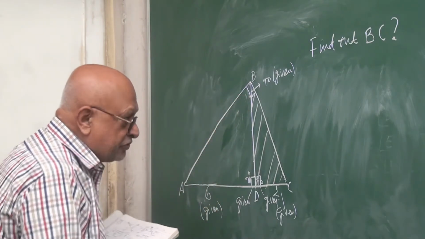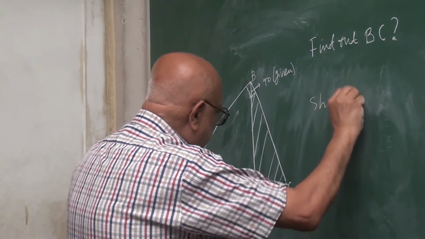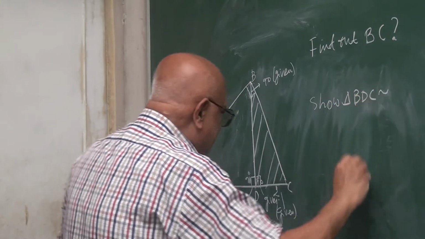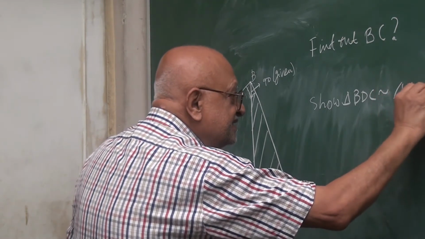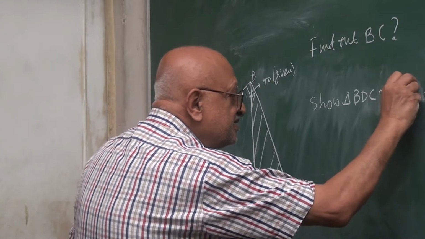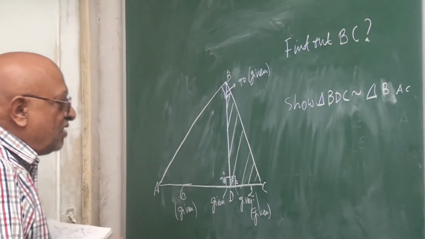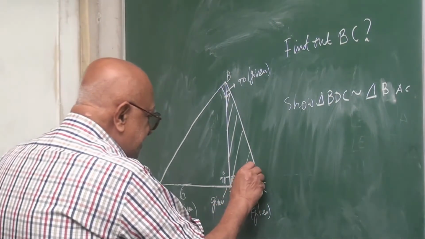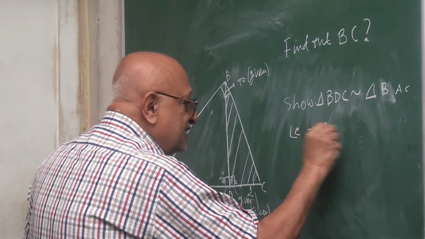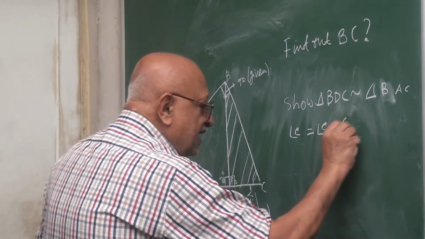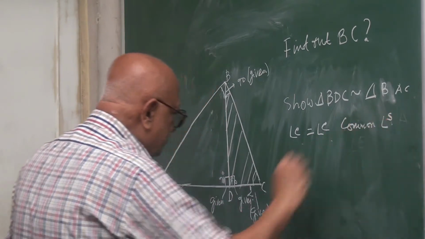How do we show it? We want to show triangle BDC is similar to triangle BAC. Now, how do I show this? See, angle C is common. Angle C is equal to angle C in both the triangles. This is a common angle, right? So I don't have to worry.